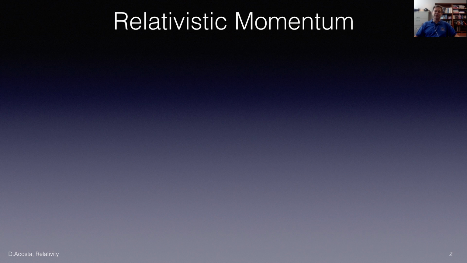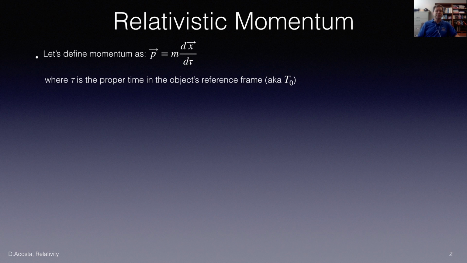So this introduces the concept of relativistic momentum. Let's define momentum this way. It looks similar. Momentum is going to be the mass times a derivative of its position x, but the derivative is with respect to something called tau, where tau is the proper time in the object's reference frame. So it's d/d tau. This is also known as t naught for tau. They're the same thing. It's just the time that's elapsed in the reference frame of the object. But for a derivative, it's just more compact to write tau rather than t naught.